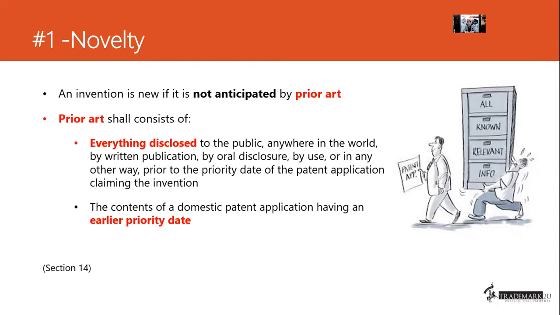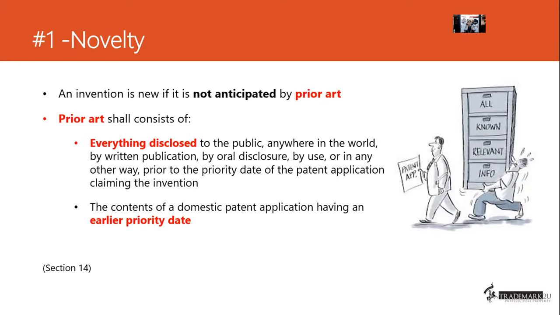Okay? And all the content of a domestic patent having an earlier priority date. When I talk about the priority date, it actually means the date of the application itself. Okay? The date of the application itself. And if you read my first sentence very carefully, an invention is new if it's not anticipated by the prior art. Meaning to say that your invention is novel if it's not found in any of the prior art. Okay, that's as simple as that.